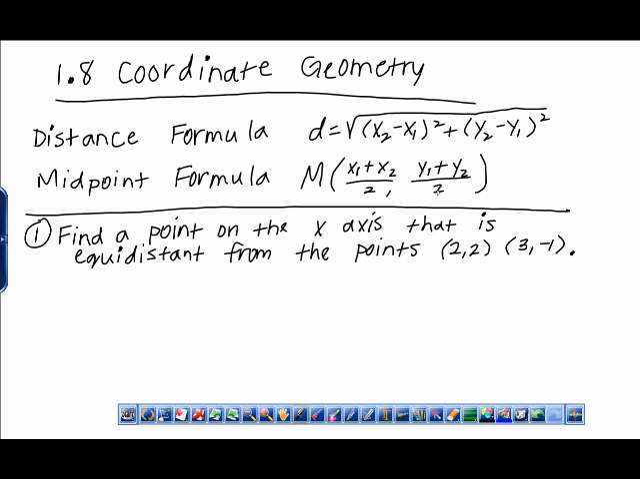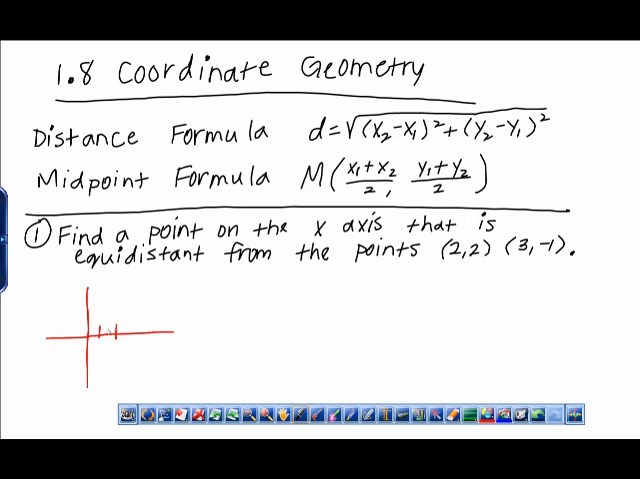All right, so let's do a problem that you may not have seen before, but you have the knowledge to do it even before this lesson. It says find a point on the x-axis that is equidistant from the points (2, 2) and (3, -1). A picture always makes things make a little bit more sense.